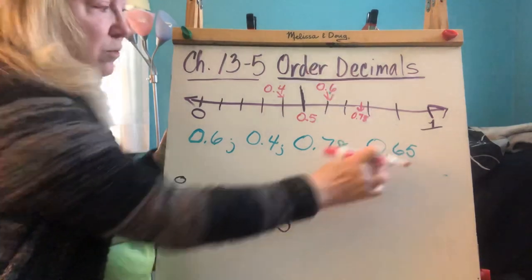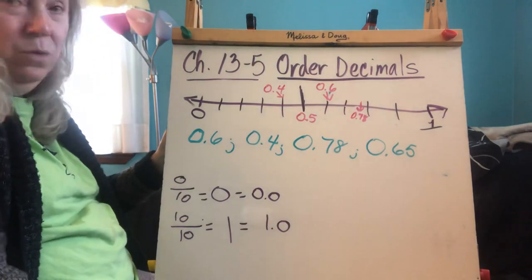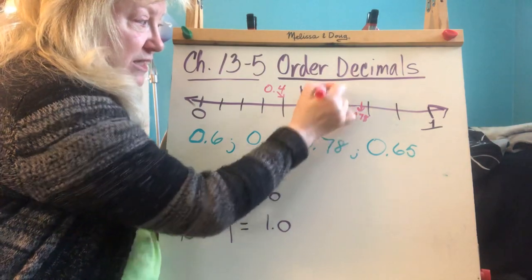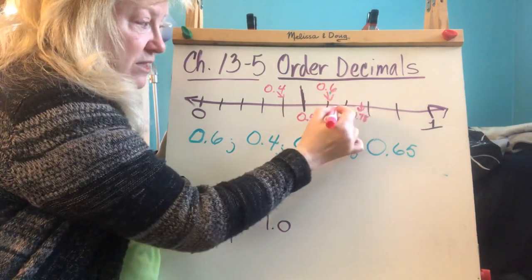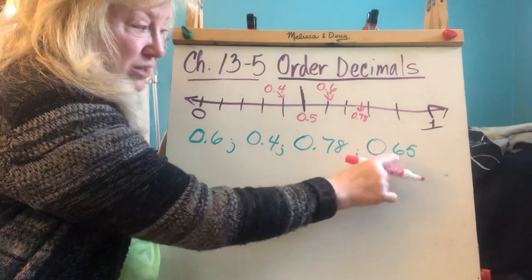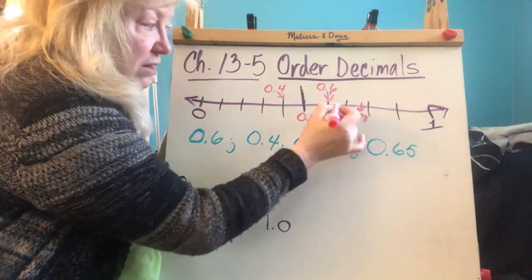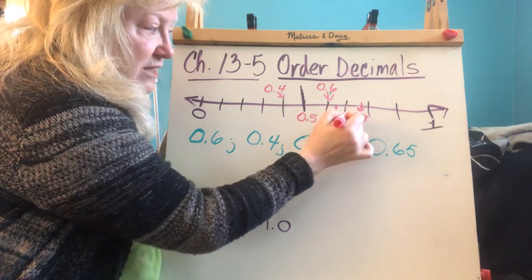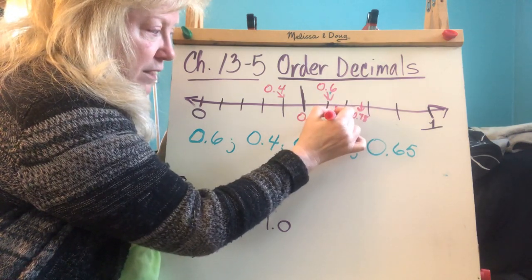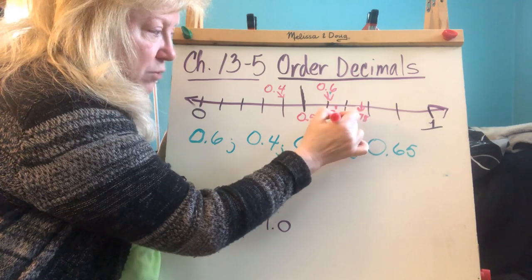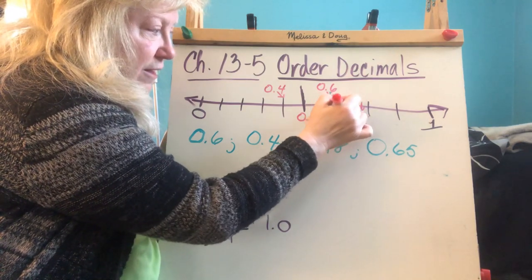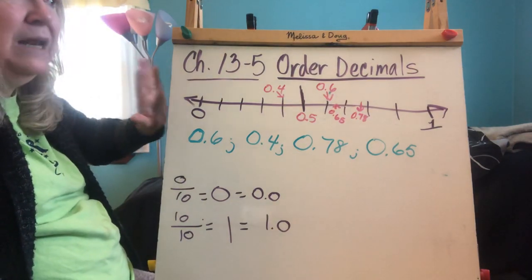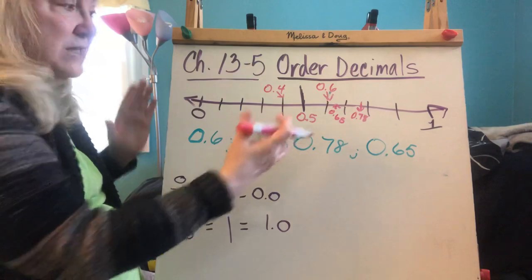And then the last one we have to do is 65 one-hundredths. Well, that's going to be between 6/10 and 7/10. So it's right dead set in the middle between 6/10 and 7/10. And I'm going to label it 0.65. So we made our number line, and because I was limited on space, I had to put mine kind of close.